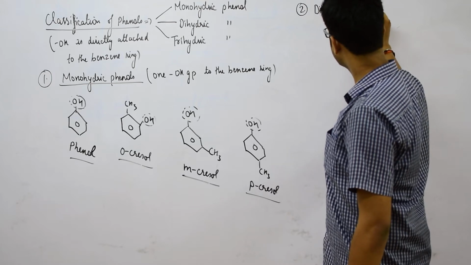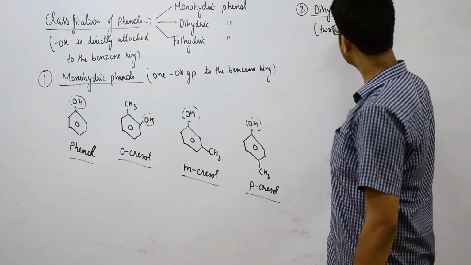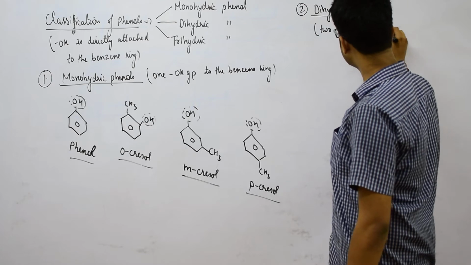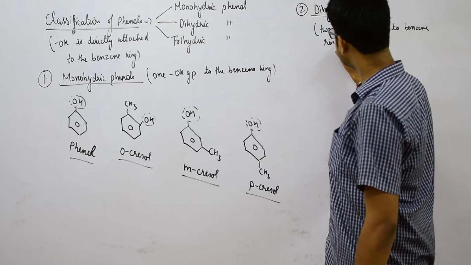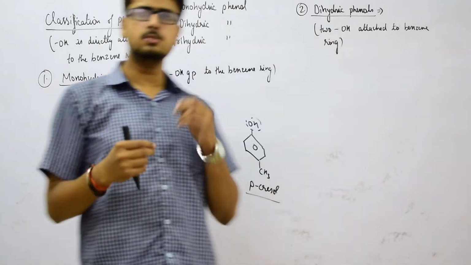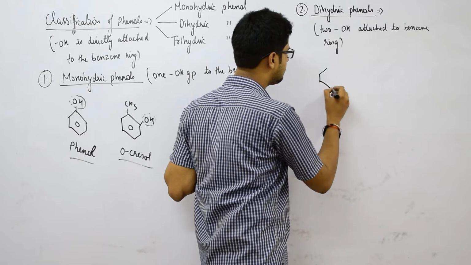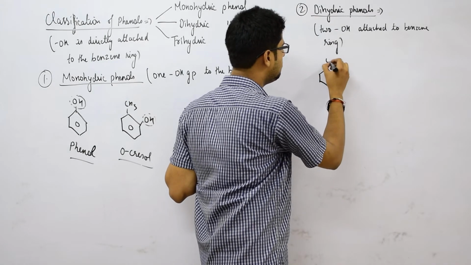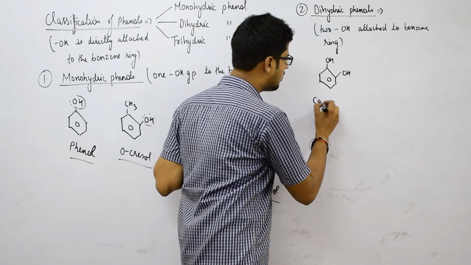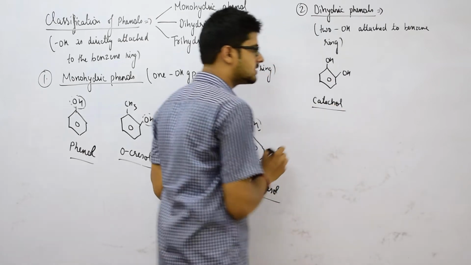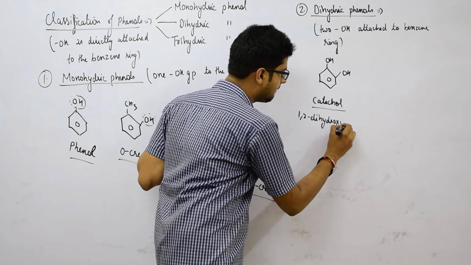Dihydric phenols. We know in case of dihydric phenols, two OH groups will be there attached to the benzene ring. To the aromatic system, two OH groups will be required. Dihydric phenols, two OH groups directly attached to the benzene ring. Like we have example, OH group at first and second position. This is commonly called catechol, or its IUPAC nomenclature would be 1,2-dihydroxybenzene.